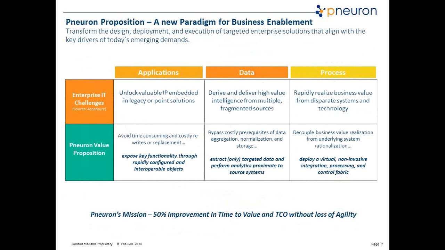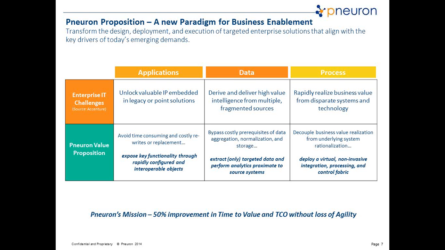Now, I'm going to shift a bit into Neuron and talk at a high level about our approach to this opportunity. In a traditional way, applications, data, and process are all critical elements of this type of demand. On the application side, it's about unlocking valuable IP. On the data side, it's how to take fragmented sources and generate intelligence so that you can use it productively to be more informed for your decision making.